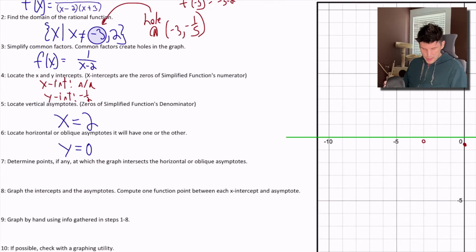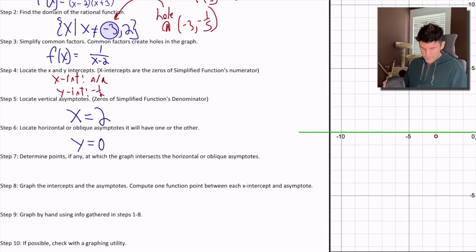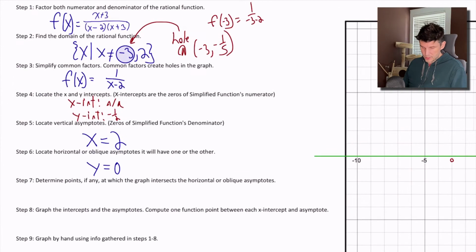They say determine points, if any, at which the graph intersects the horizontal or oblique asymptote. Well, the horizontal asymptote is y equals 0. So if I wanted to know, does my function 1 over x minus 2 ever equal 0? We know that's never, because in this case the horizontal asymptote is our x-axis. So when we were looking for x-intercepts, we could have found that.